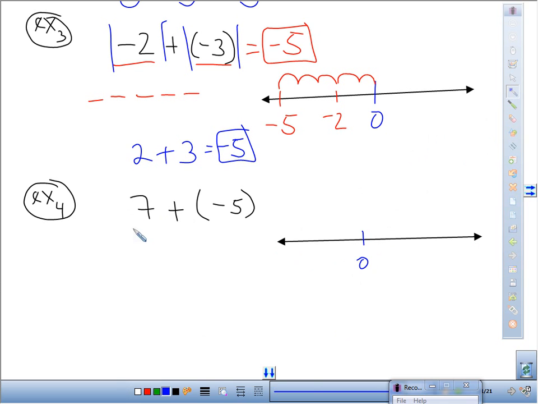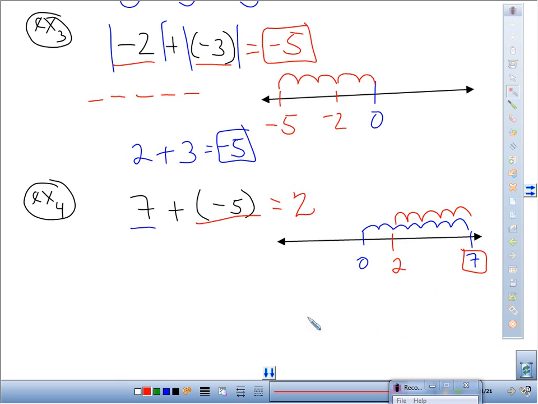What's my first number? 7, a positive one. So instead of going to the left, I'm going to the right. 7 steps. 1, 2, 3, 4, 5, 6, 7. My second number is a negative. That means that from this spot, I'm going to go 5 steps to the left. 1, 2, 3, 4, 5. And where do I land? 2. Hands up if you got 2 by yourself.